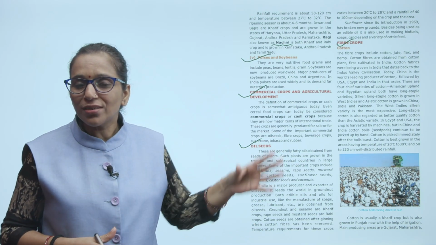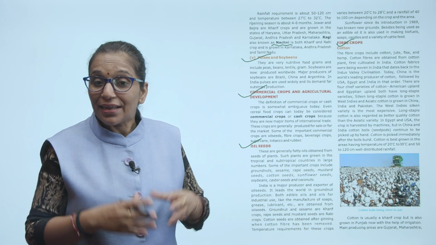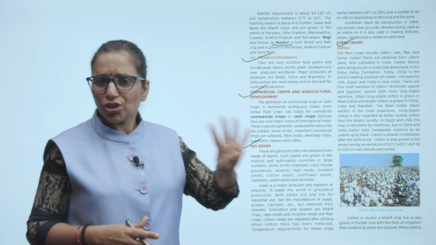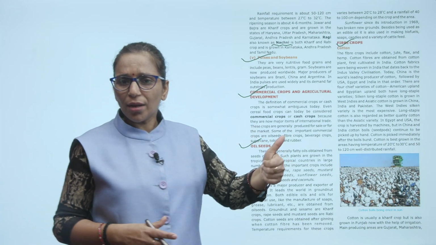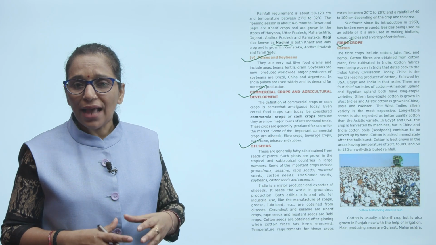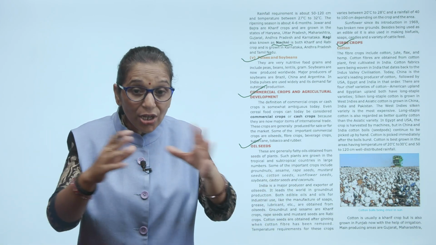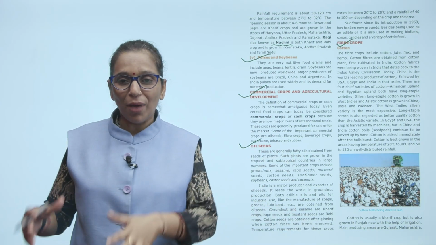Today, China is the world's leading producer of cotton, followed by USA, Egypt and India in that order. There are 4 chief varieties of cotton: American upland, Egyptian upland. Both have long staple varieties, and silken long staple cotton is grown in West Indies. Asiatic cotton is grown in China, India and Pakistan.